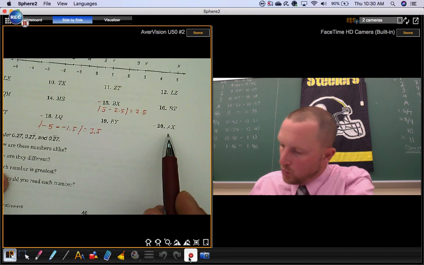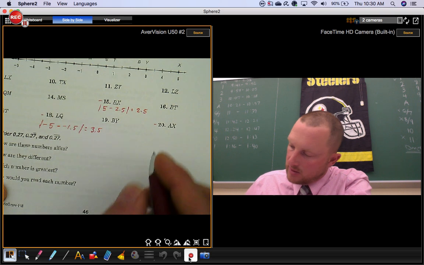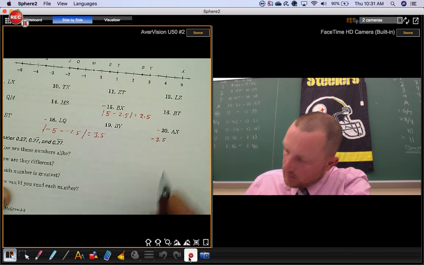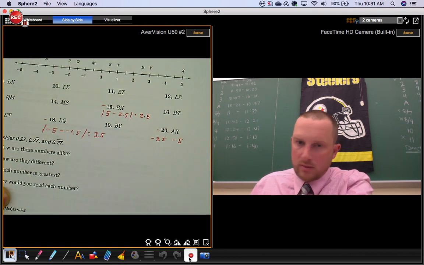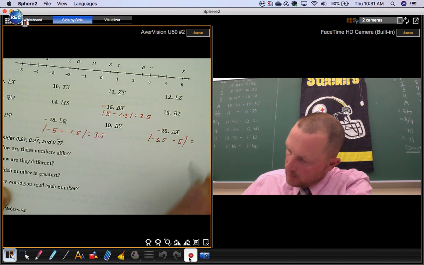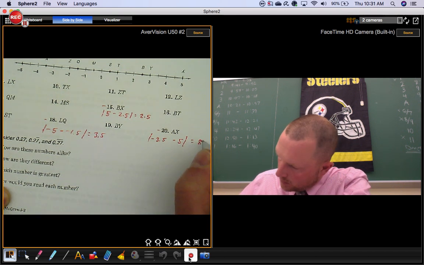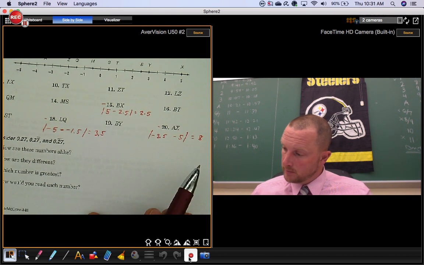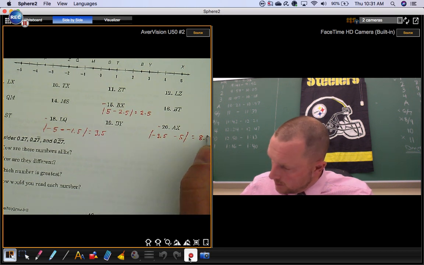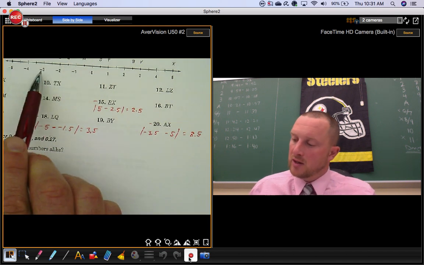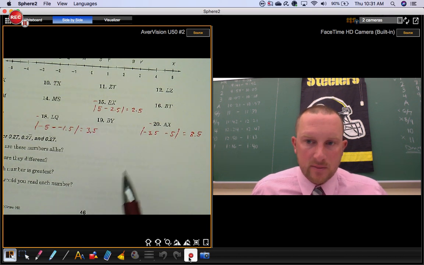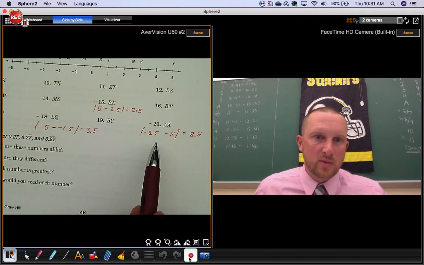Let's do one more. Number 20, we want the distance from A to X. A is in between -4 and -3. X lives at 5. Subtract them. Take the absolute value. If you're not sure, type it in your calculator. Put that 0.5 on there. And you can count if you want to find your answer. Again, that's a lot to count if you're counting by halves. So this is why subtracting is probably a little bit easier.